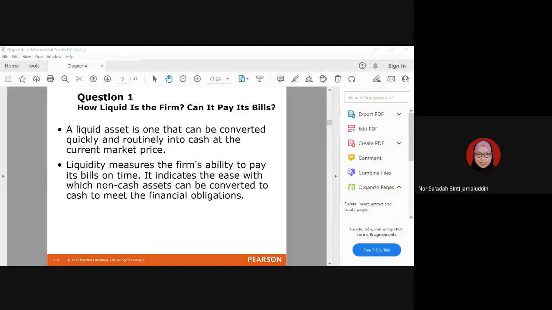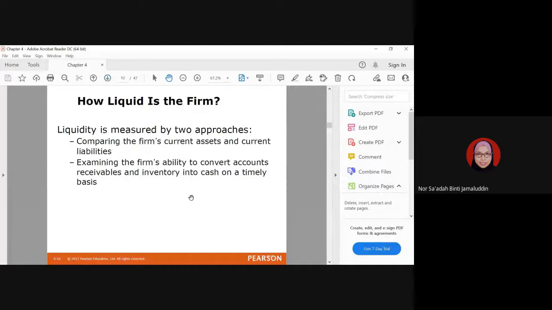Macam mana one of the current assets tu can change into the cash. Okay, how quickly and routinely. How liquid is the firm? Liquidity is measured by two approaches, which is comparing the firm's current assets and current liabilities. Ini adalah kaedah. This is the method how you calculate the liquidity. Okay, first one is compare your firm's current assets and current liabilities, examining the firm's ability to convert accounts receivable and inventory into cash on a timely basis.